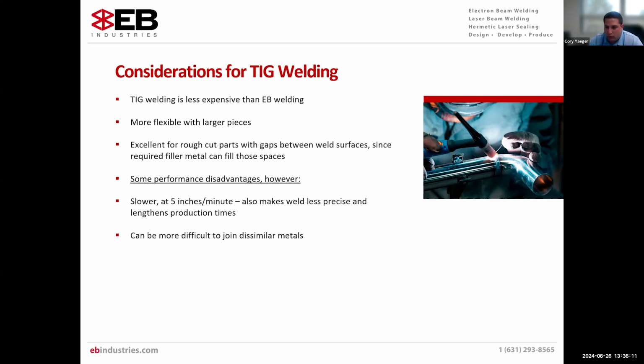However, while many are attracted to TIG welding as a low-cost approach, there are a variety of performance disadvantages to TIG welding that the engineering and quality teams must take into consideration. While TIG welds have some areas where they shine, there are several factors that limit their use. The welding process is slower than many other kinds of welds because it's about 5 inches per minute, which in turn makes the weld less precise and lengthens production time. It can also be more difficult to use TIG welding to join dissimilar metals if they have properties that make them less compatible, such as different melting points.